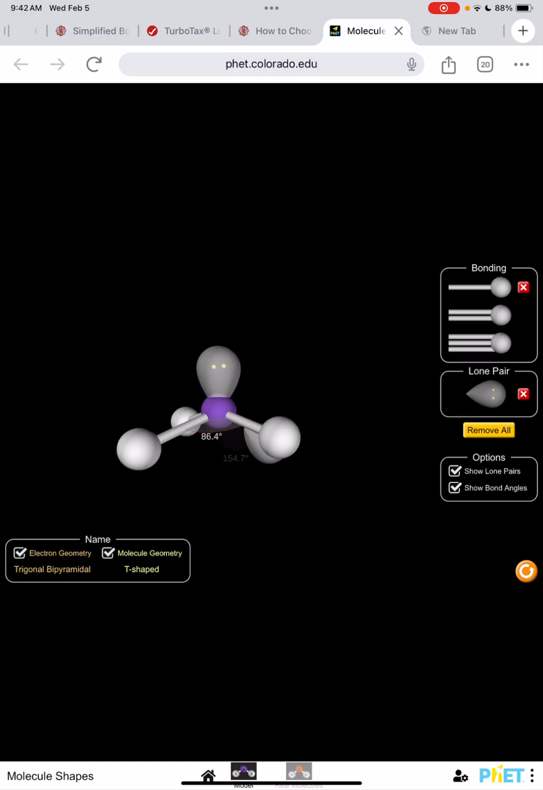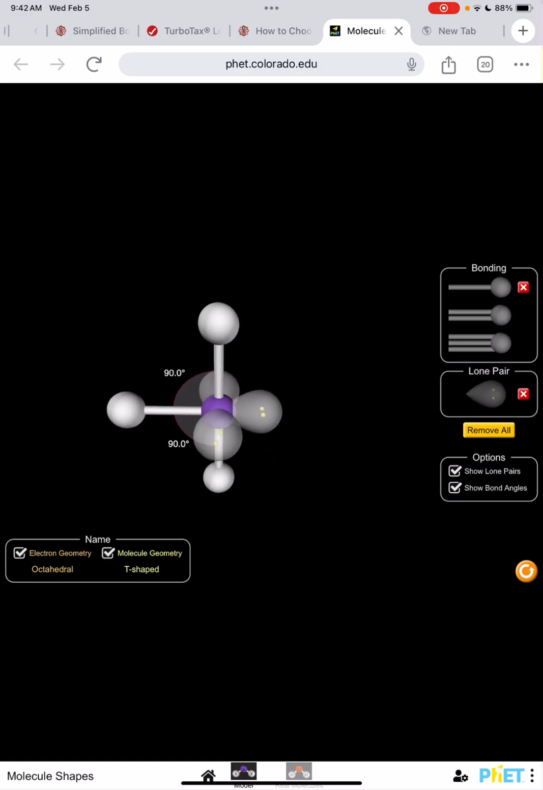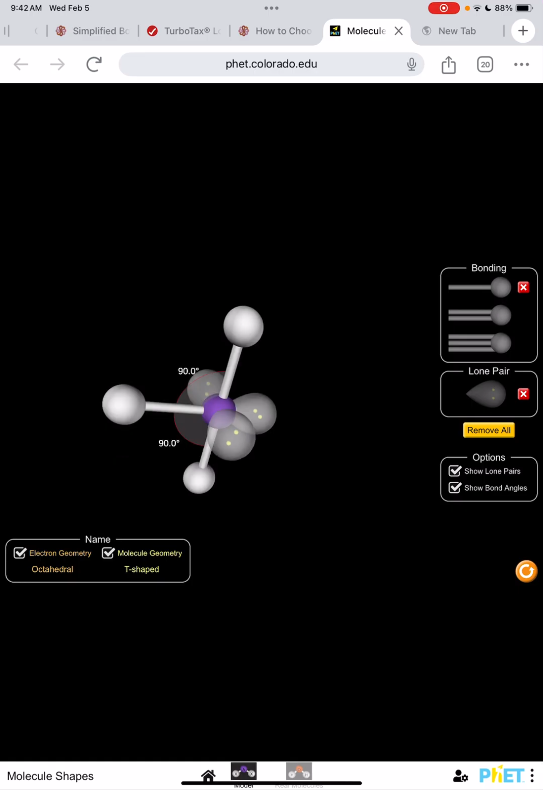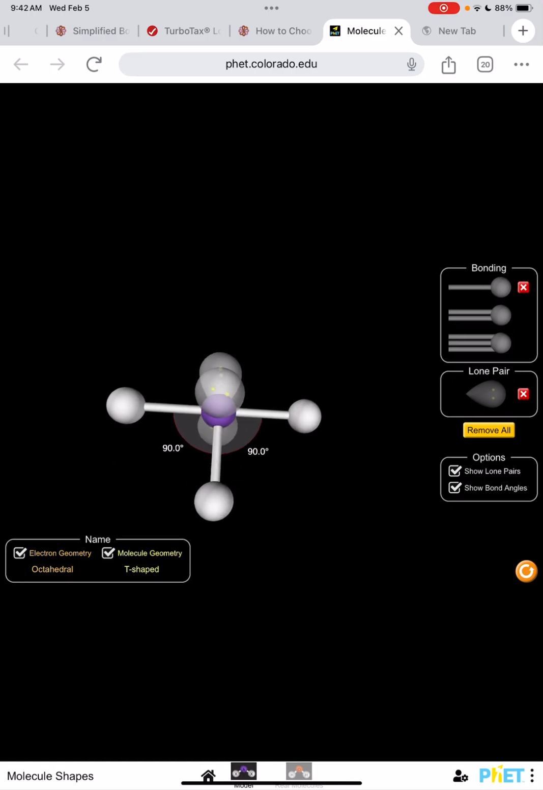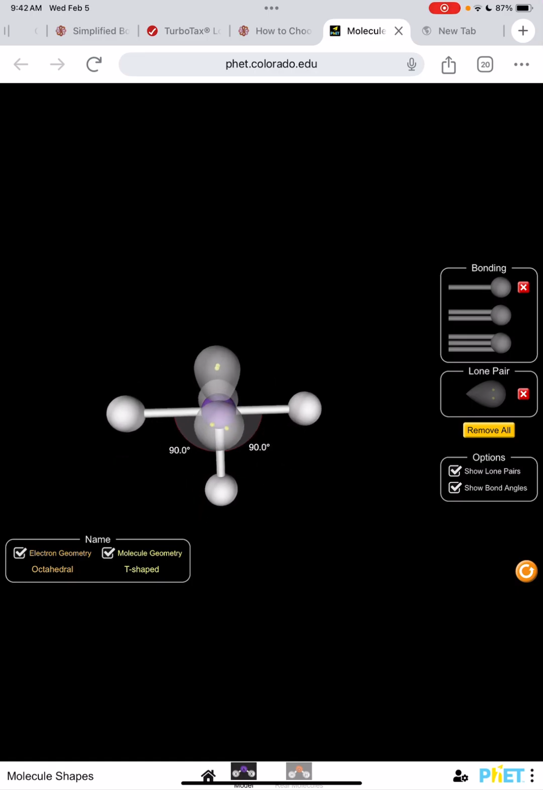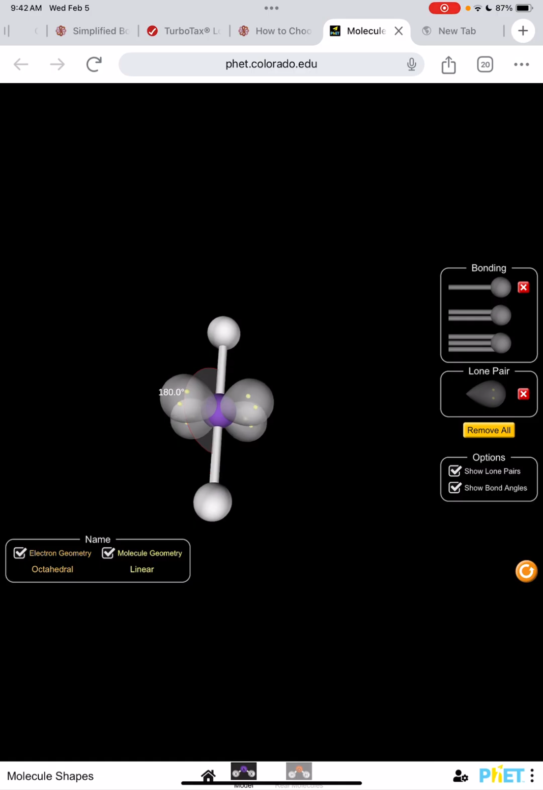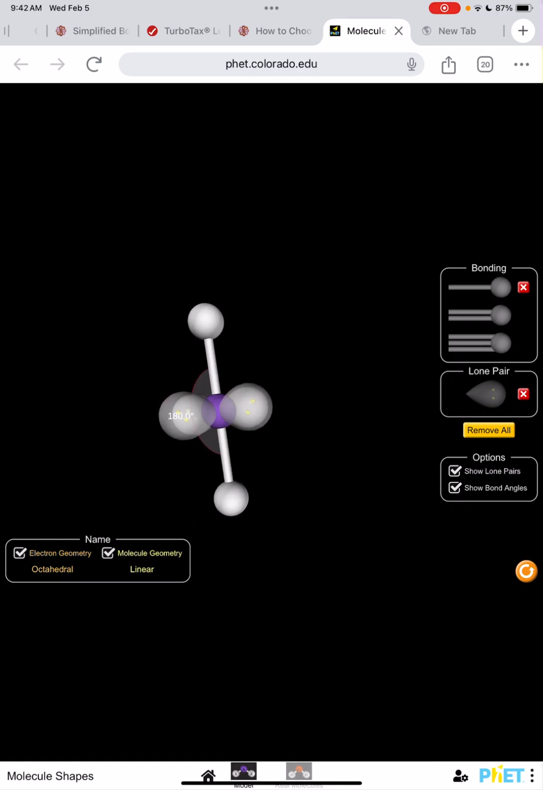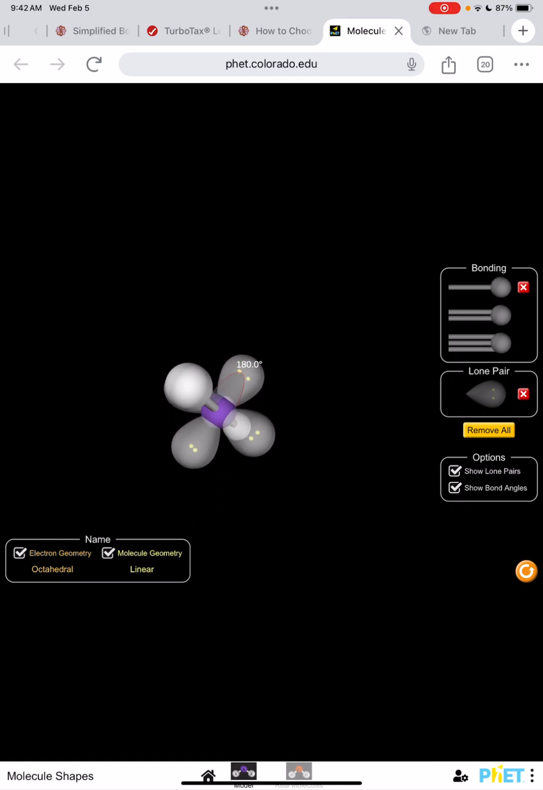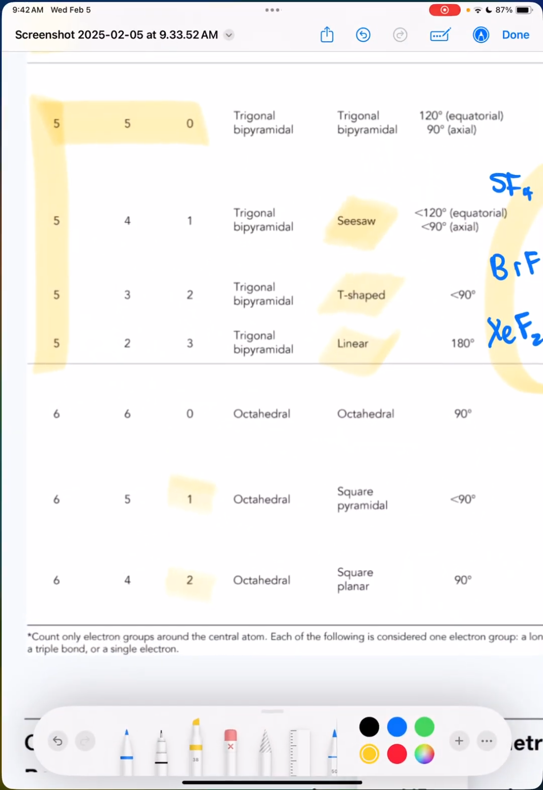Now, I erased one instead of added one. 3 lone pairs, 3 bonds, also called T-shaped. And finally, 4 lone pairs, 2 bonds, also called linear. So again, we're kind of finishing up here.